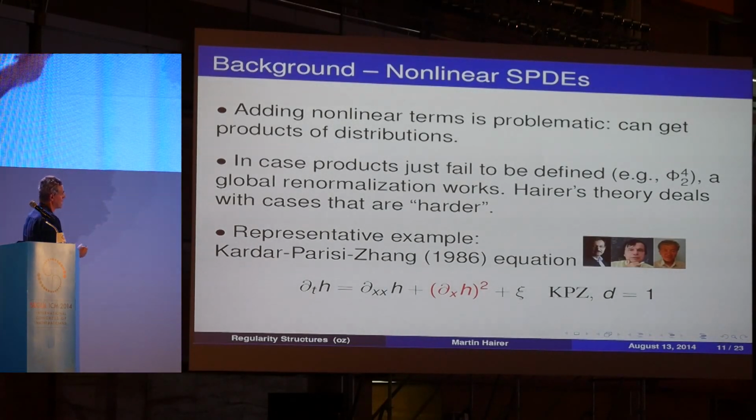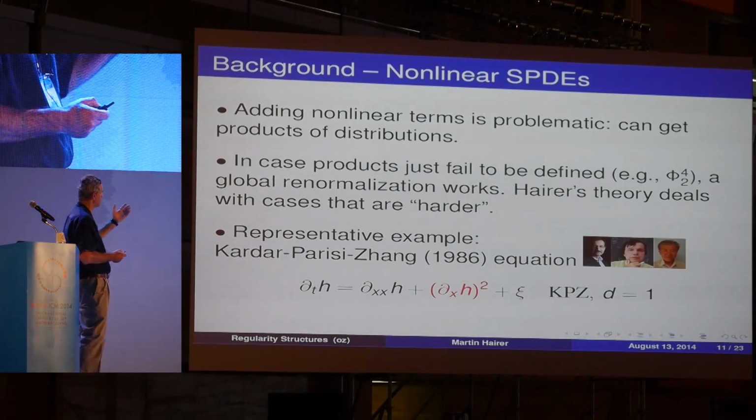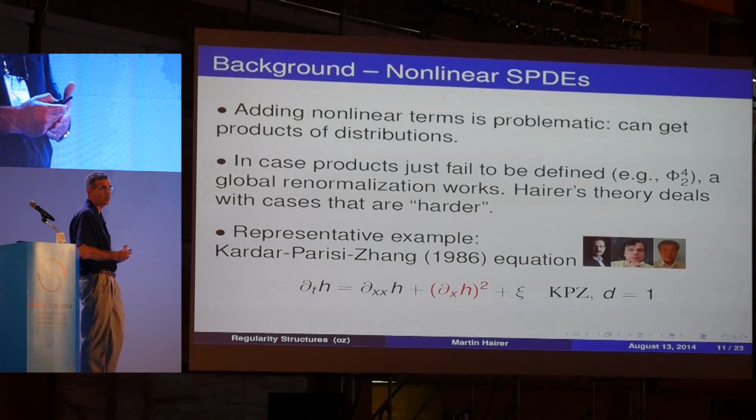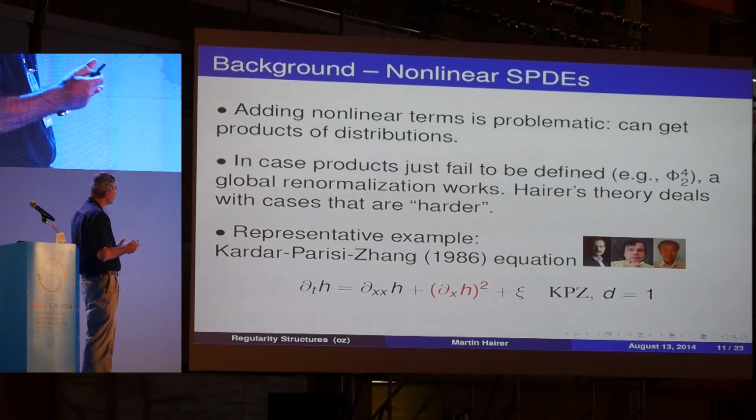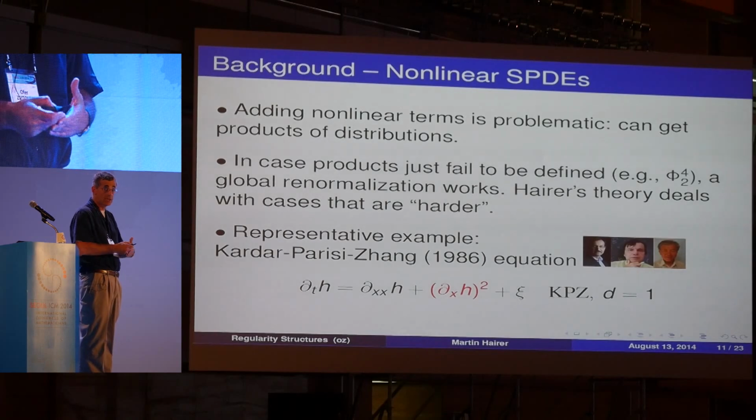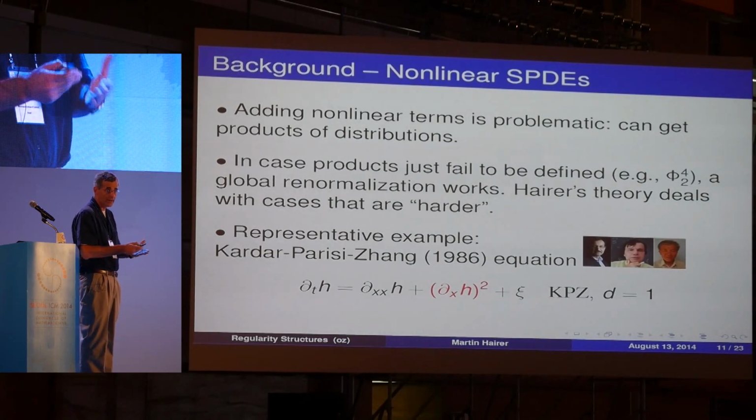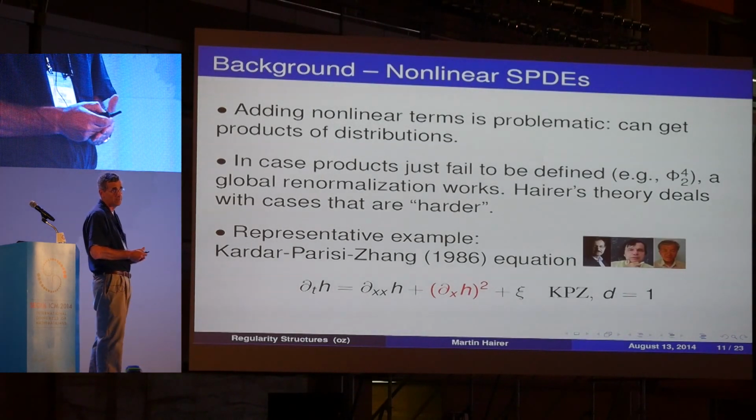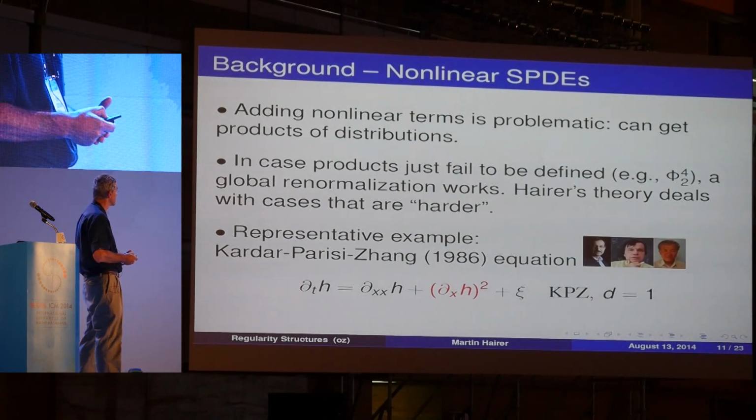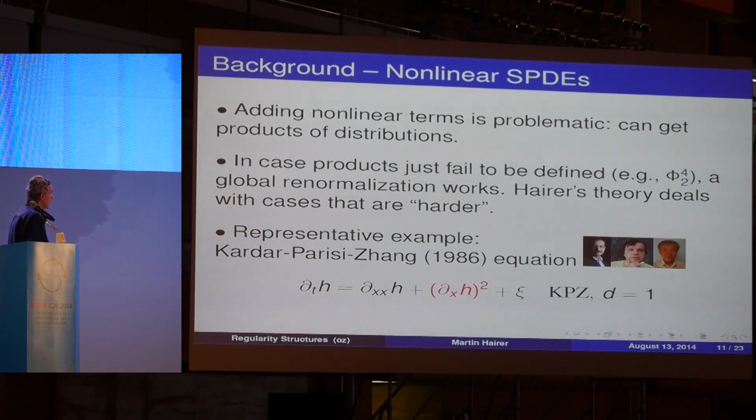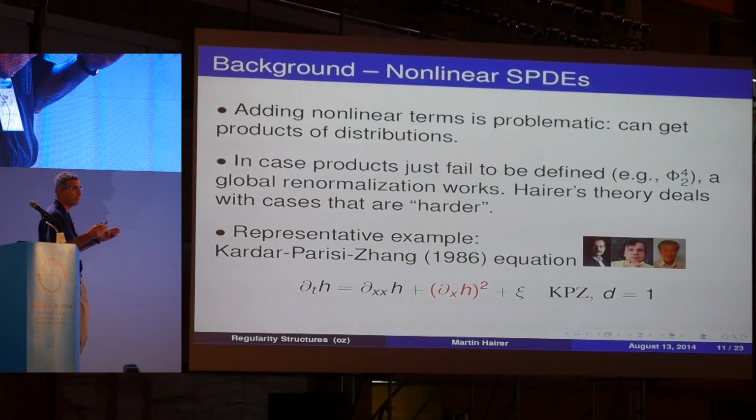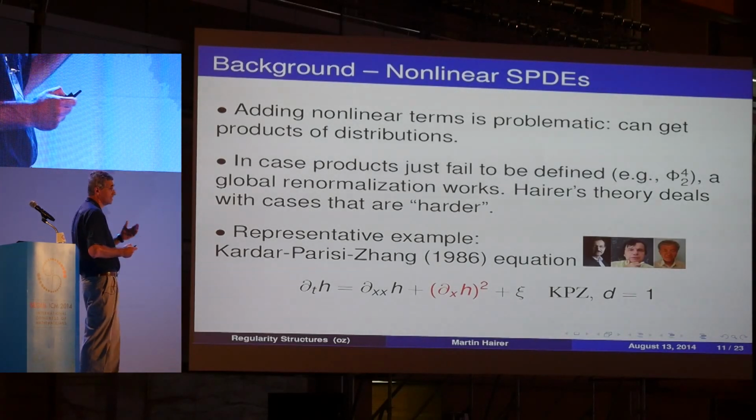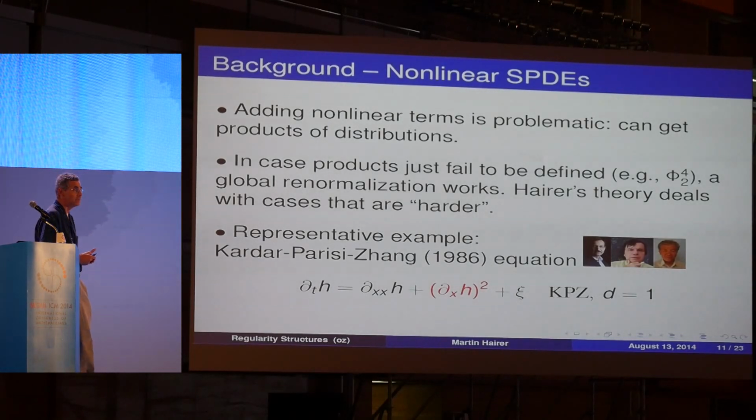So I wrote the equation for you on the board. I don't expect you to absorb it. The term in red is exactly the term I was talking about. It will turn out that the derivative of H is a distribution, so squaring it is the problematic term. The xi over there is a space-time noise that I described before. In parentheses, there are two types of KPZ running around in mathematical physics. This is the Kardar-Parisi-Zhang KPZ.